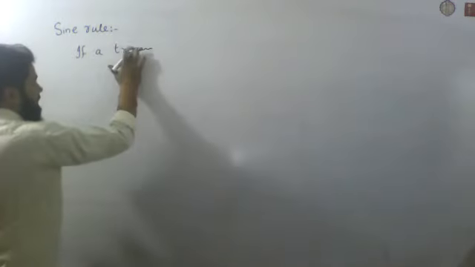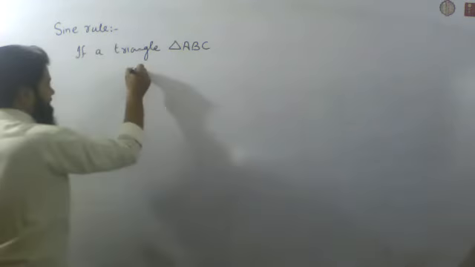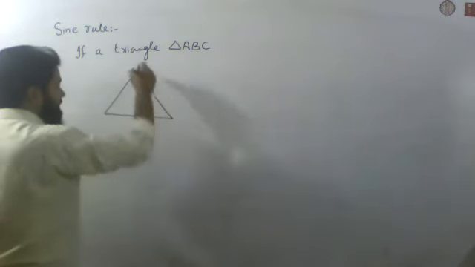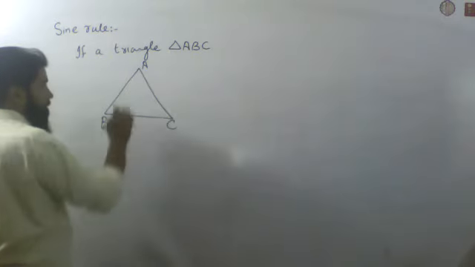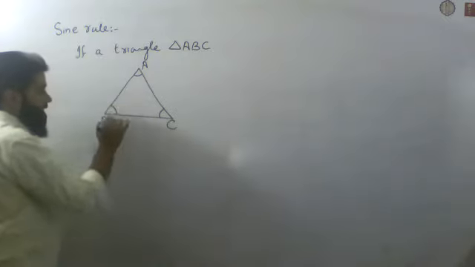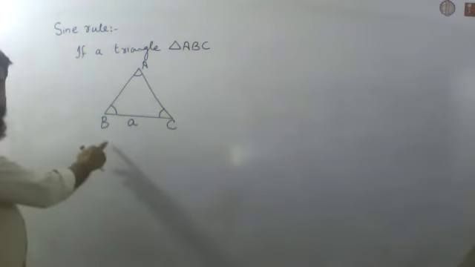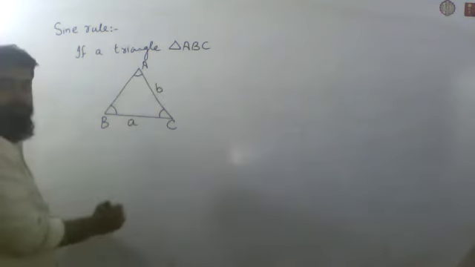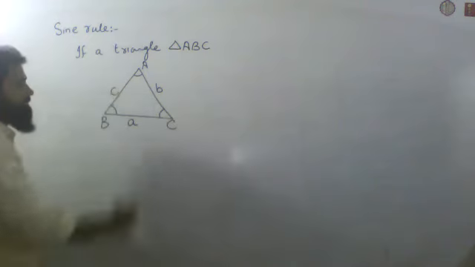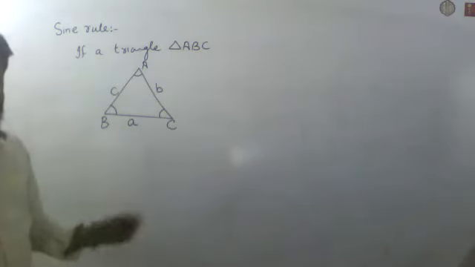Now, for instance, if you are having a triangle ABC, this is a triangle ABC, with angle A, angle B, angle C. Opposite to angle A, you will have side A. Opposite to angle B, you will have side B. Opposite to angle C, you will have side C over here.